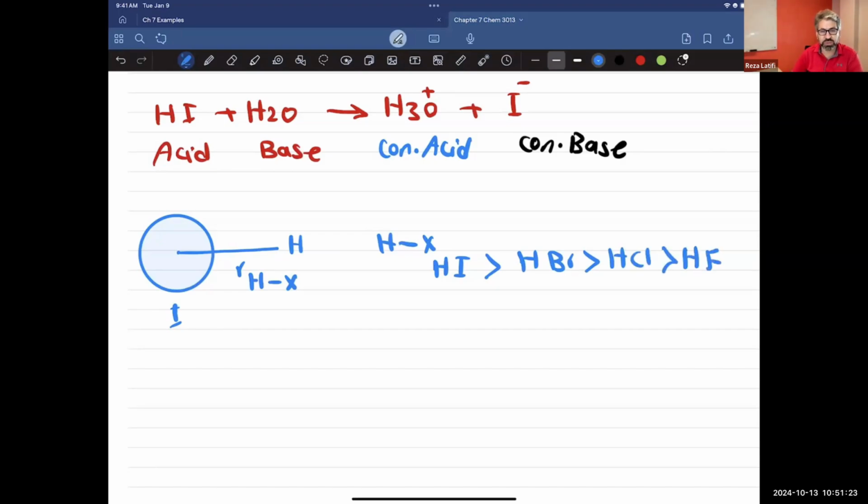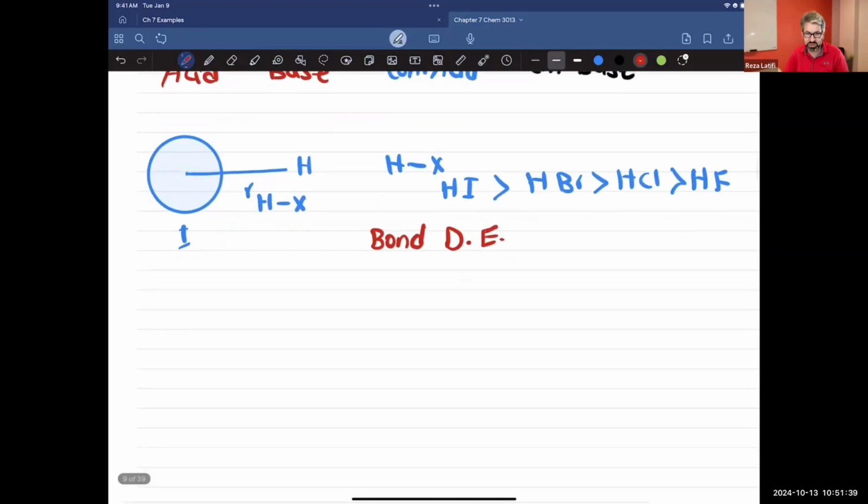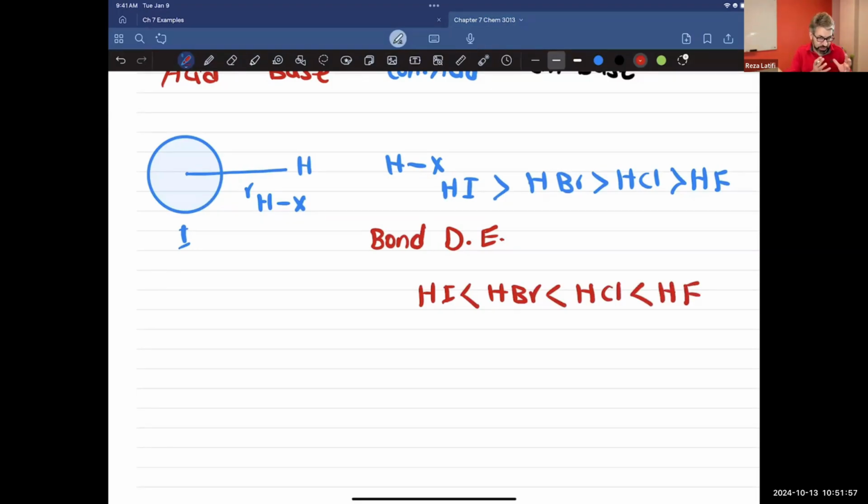Okay, and so that means breaking this HI bond is easier. Okay, and because it's easier, I'm going to say the bond dissociation energy, the energy that I'm going to spend to break this bond, for HI will be the lowest, and then HBr, and then HCl, and then HF. So HF is going to cost me the highest energy. That's one: I need to break the bond, and HI costs me the lowest energy.